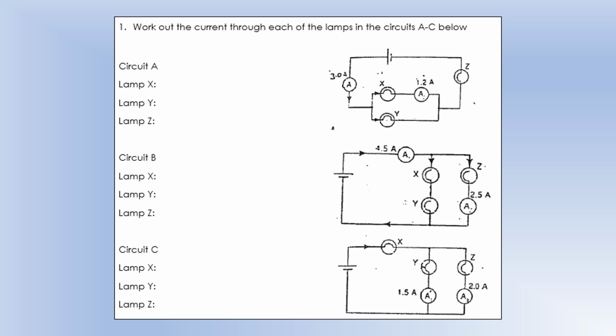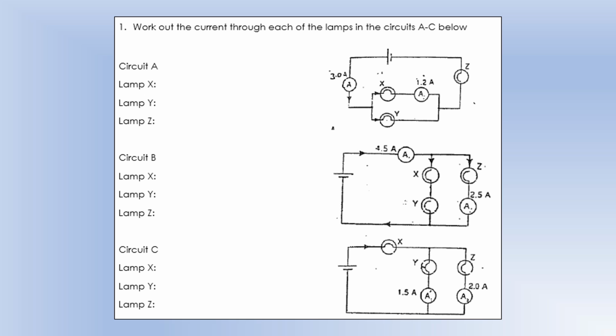So in this video, we're going to take a look at some past exam style questions on the current laws and investigate how it's affected by potential difference and by resistance too. Okay, so let's look at the first circuit. We want to work out the current through each of the lamps X, Y, and Z in each question.